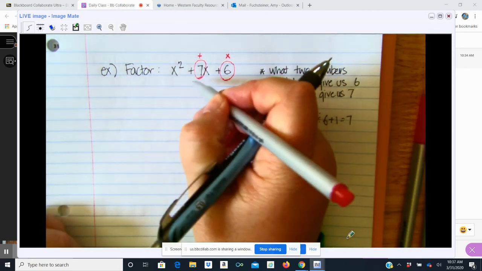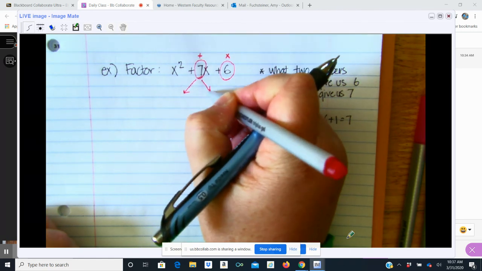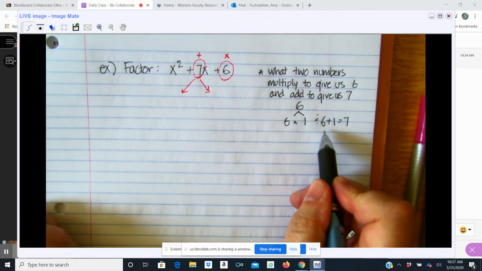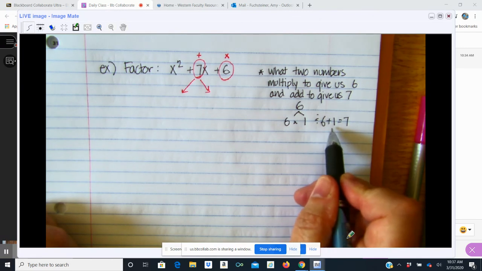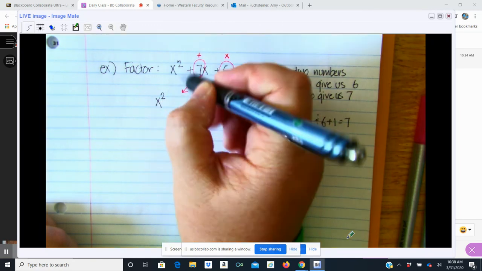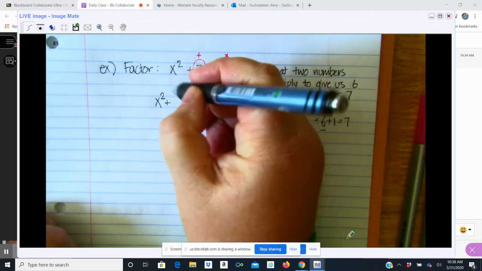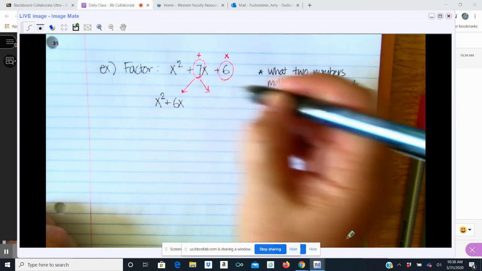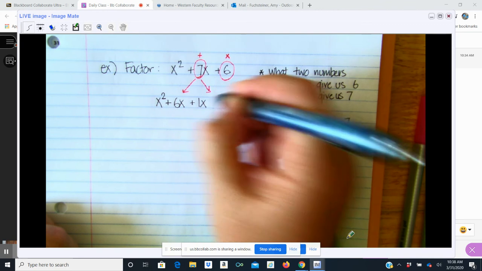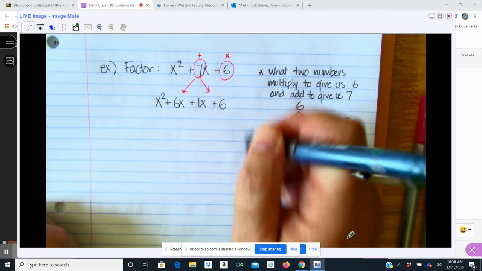So what we're going to do is deconstruct this middle term into the two that we're adding together. So I'm going to rewrite this as x squared plus 6x plus 1x, and then I'm going to bring down the plus 6.